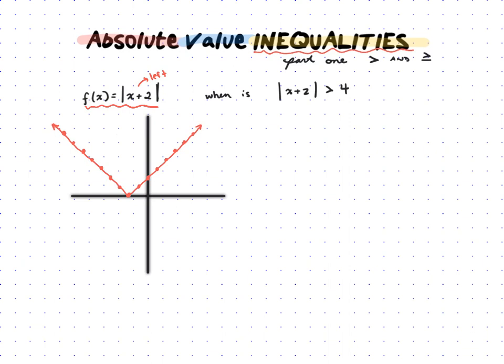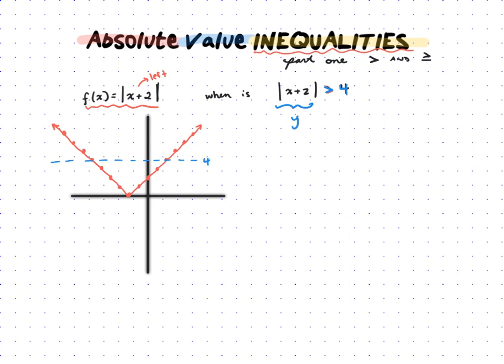So there's the graph. But let's say I'm really trying to solve the inequality. When is absolute value of x plus 2 greater than 4? Let me do this in blue. So when is that greater than 4? So I can think about this as our y values. When is your y values greater than 4? So I'm just going to draw a dashed line here. And this is strictly greater than 4.